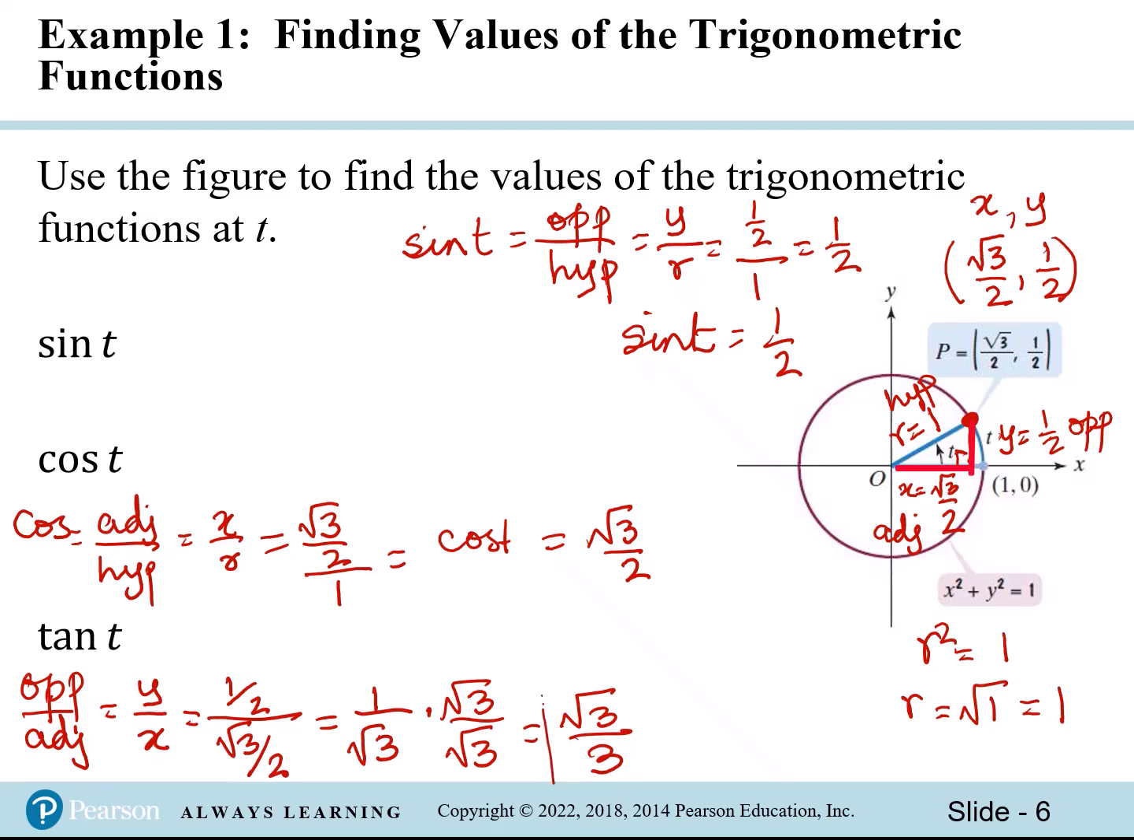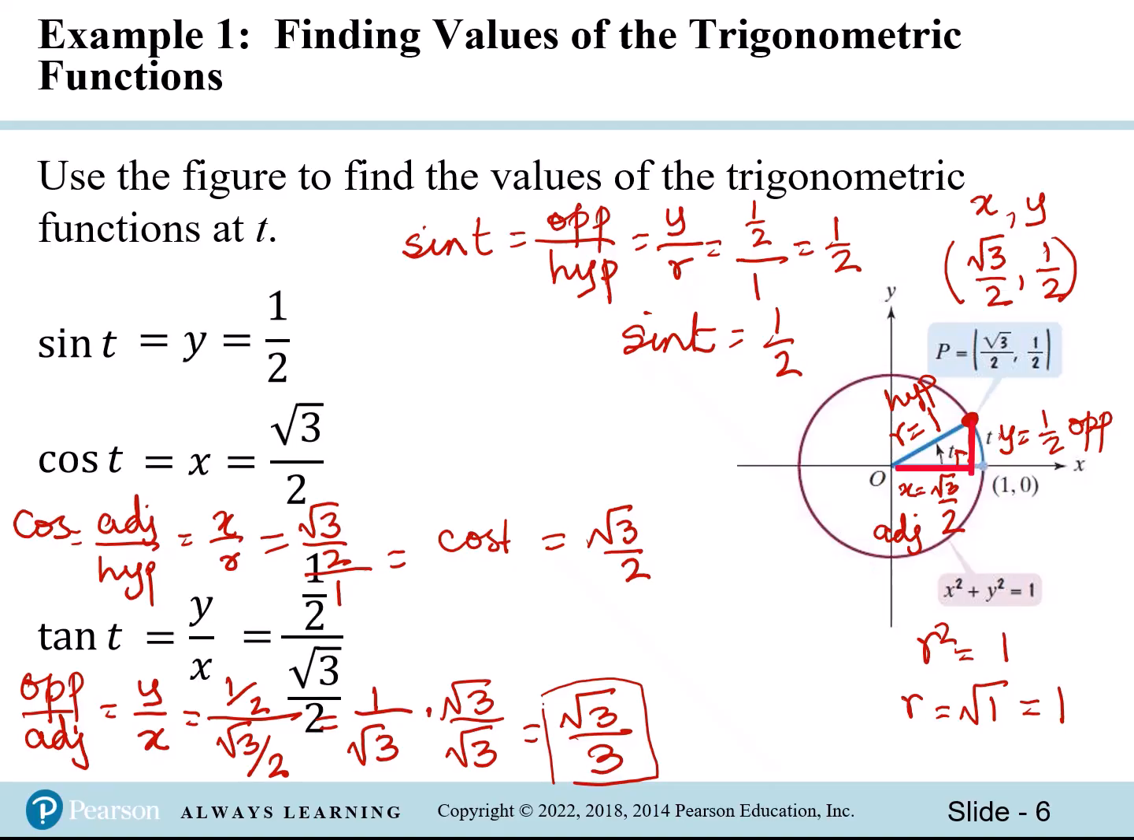So let me pull up the solutions and see if that matches with what we got. So sine of t is y equals 1/2, and that's exactly what we found as well. Cos of t is x equals square root of 3 by 2 is what they got, and that's exactly what we got as well. And then tan of t is y divided by x, so that's half divided by square root of 3 divided by 2, and then they go on to rationalize this and they get an answer of square root of 3 divided by 3.